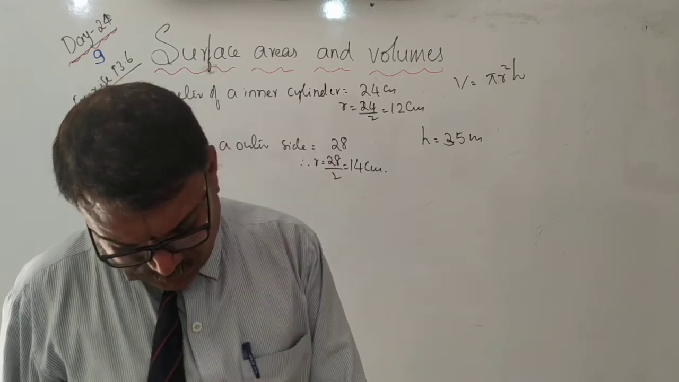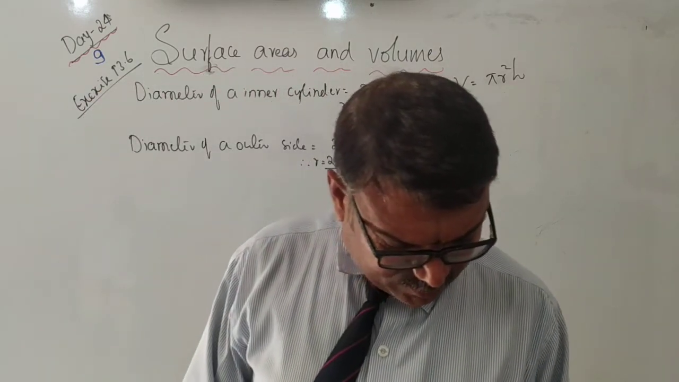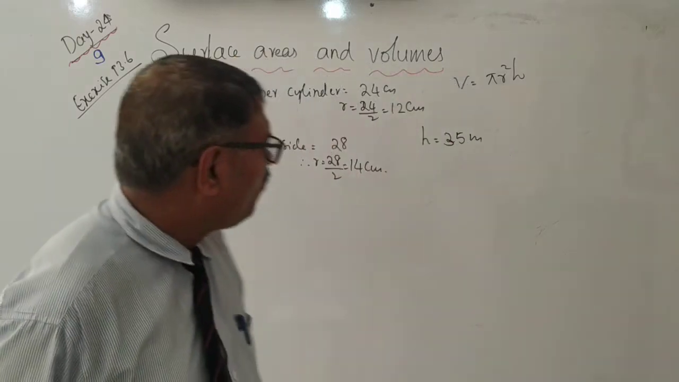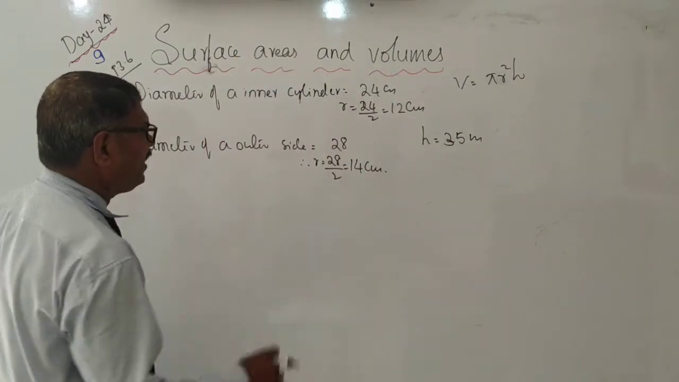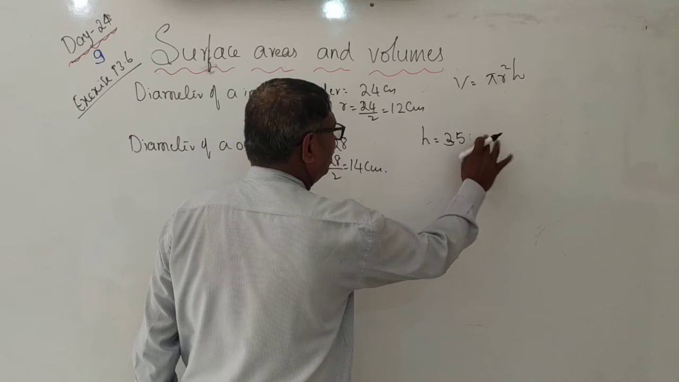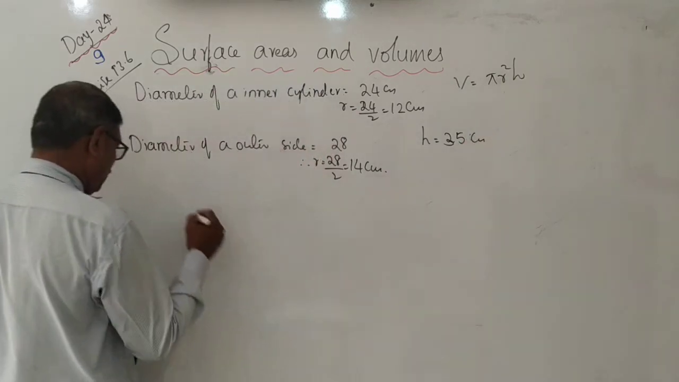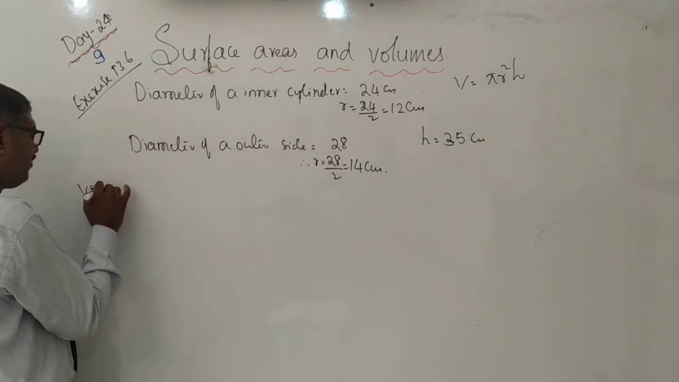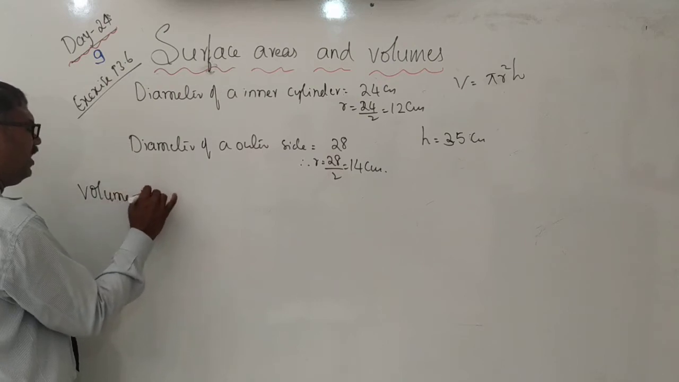And what is it asking? Find the mass of the pipe. Mass is nothing but, first we have to find out the volume of the wood, it is asking. Okay? Volume of the wood. Very, very simple. Now volume of the wood, which is in the form of a cylinder.